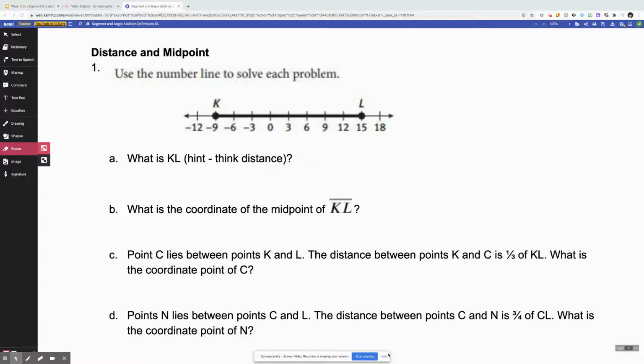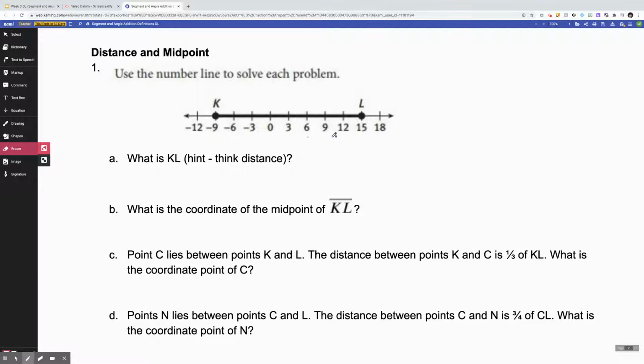All right, folks, this is your practice problem video for distance and midpoint on a number line. So let's just go ahead and jump into it. There's not very many problems here, just a few, but it'll give you a good idea of what types of problems will come up with distance and midpoint on a number line.